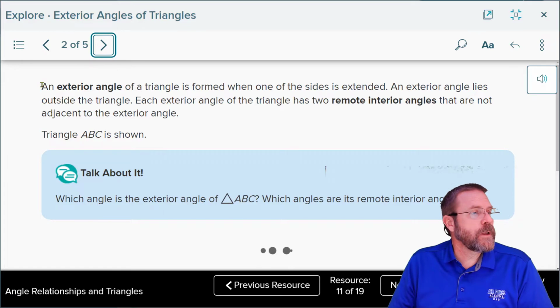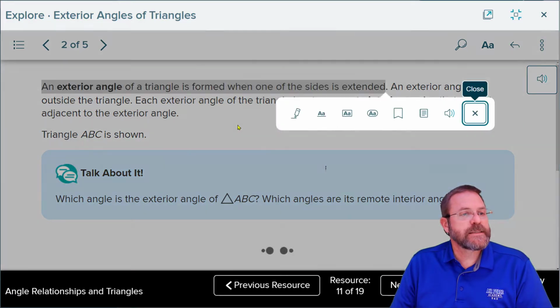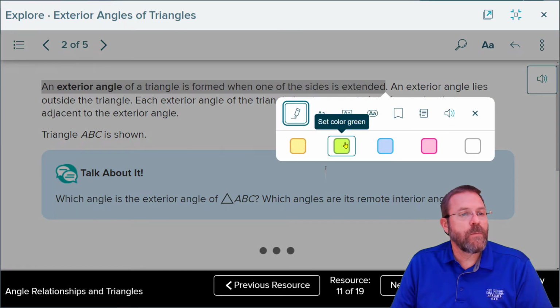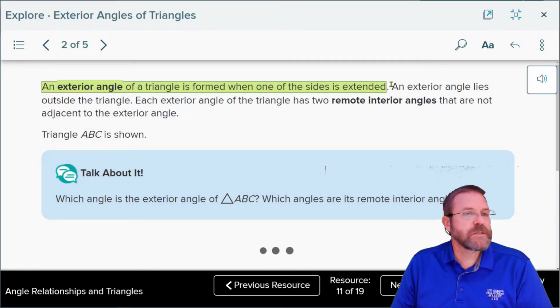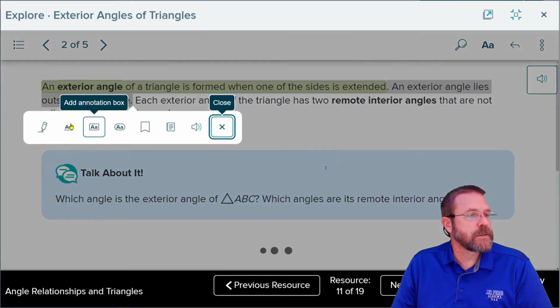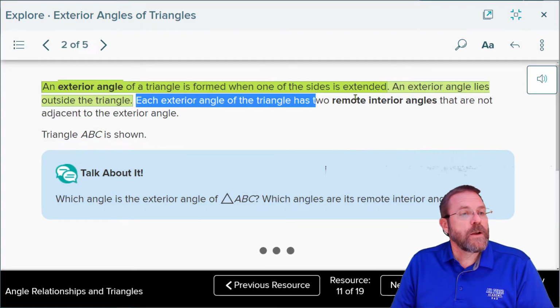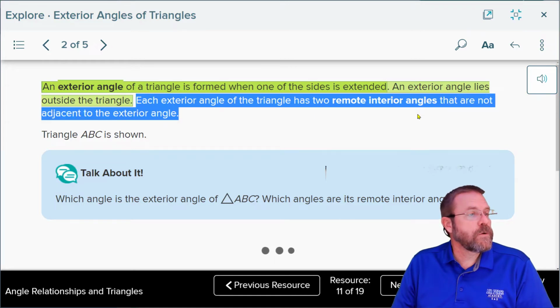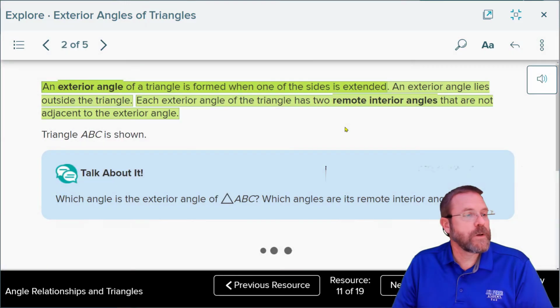An exterior angle of a triangle is formed when one of its sides is extended. Okay, we're going to talk more about that in just a little bit. An exterior angle lies outside the triangle. We'll go ahead and add that to that other definition we just did. Let's double tap that. Boom. Now it's all together. Each exterior angle of a triangle has two remote interior angles that are not adjacent to the exterior angles. All right, so we got another definition there.